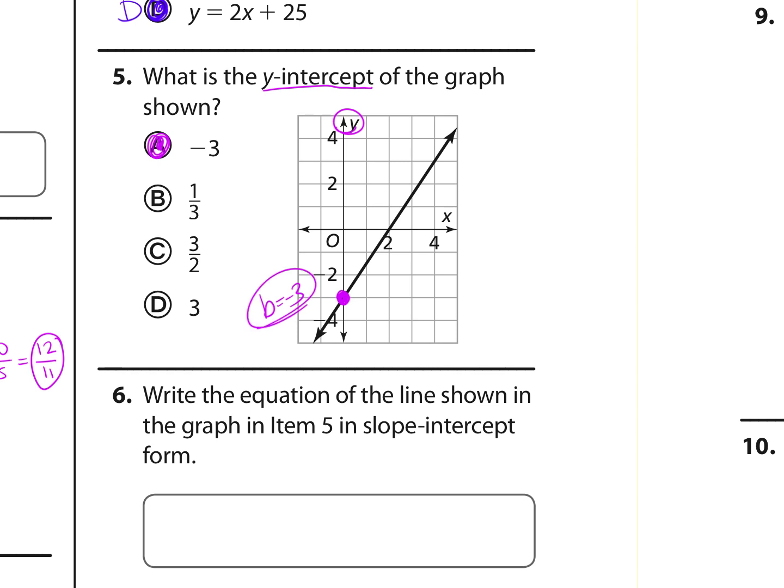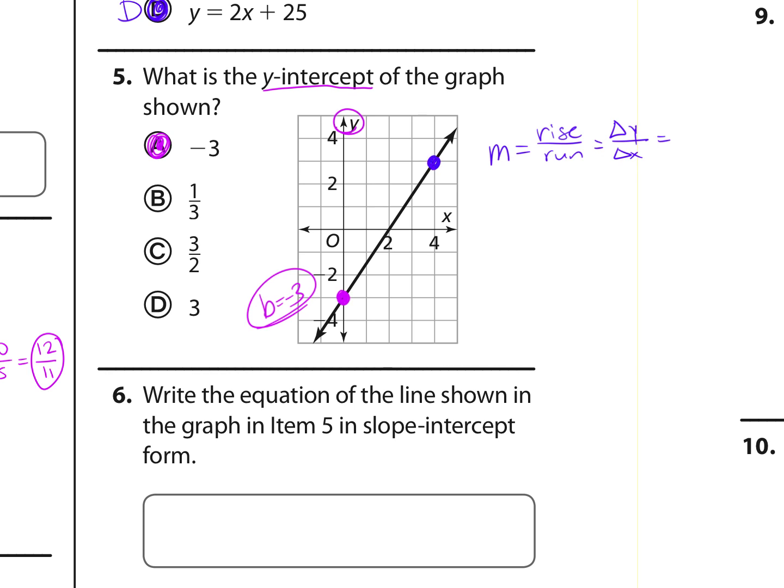Now, the second part asks you to write the equation in slope-intercept form. So we need M and B. We've already got B. Let's get M, the slope. So the slope from a graph, we could use rise over run. We could call this the change of y divided by the change of x. Either method is fine.